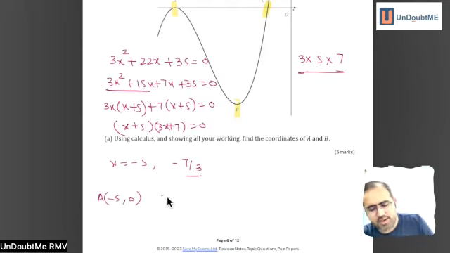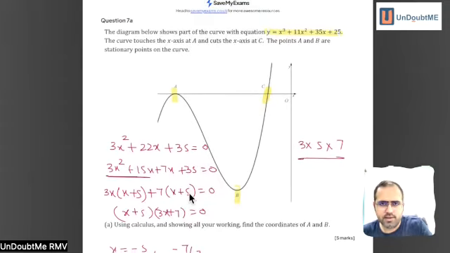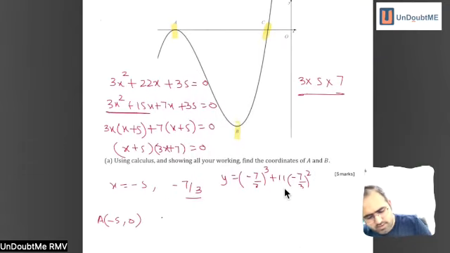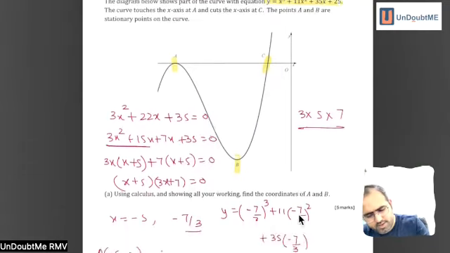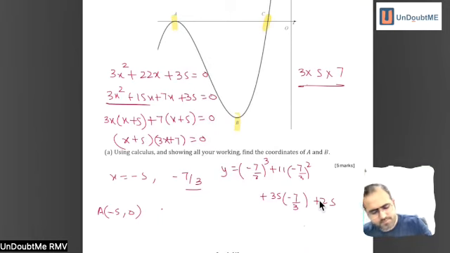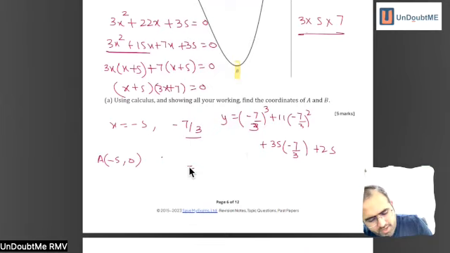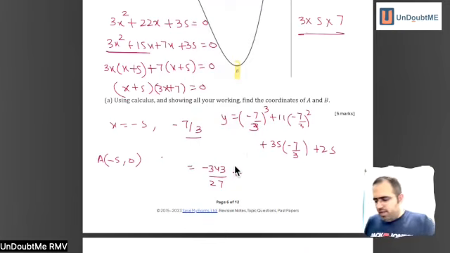For the coordinate of B, we have to plug that value into y. Now over there we have minus 7 by 3 whole cube plus 11 times minus 7 by 3 squared plus 35 times minus 7 by 3, and at last plus 25. So minus 7 cubed is minus 343 by 27. Then 49 times 11.